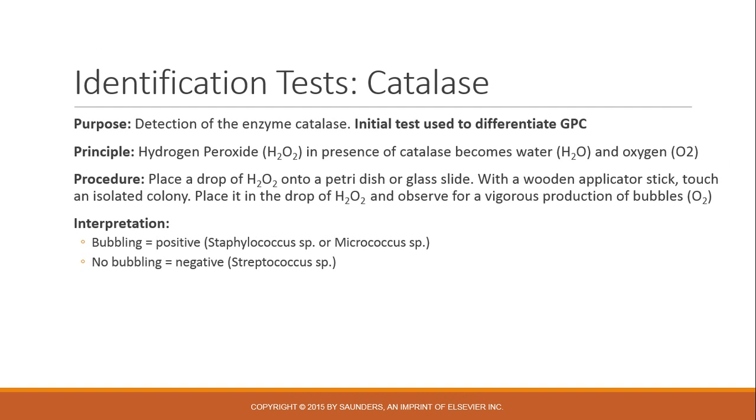Catalase's purpose is to detect the catalase enzyme that the organism might produce. This is the initial test that's used to differentiate gram-positive cocci. Notice that's in bold, right? What's the very first test that we do when we're identifying organisms? It's the most common test performed in microbiology. It's not a biochemical test, really. It's a gram stain, right? That's the first thing you want to do when you're working up an organism.